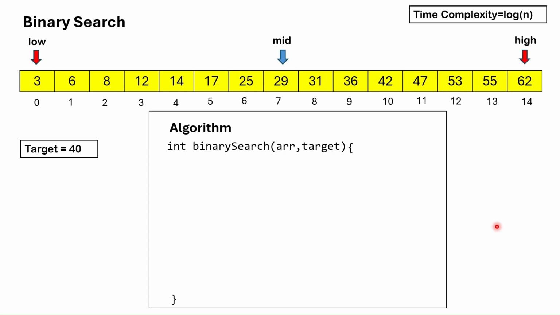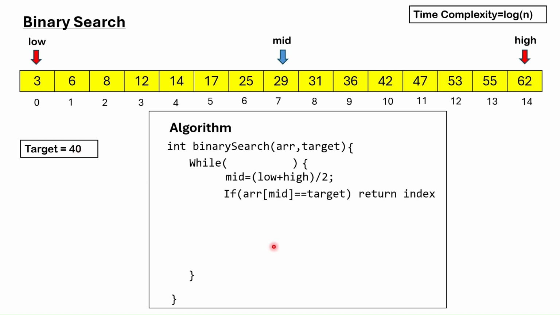Let us now look at the algorithm of binary search. What we keep doing in binary search is we keep finding mid. So we will use a while loop. How do we find mid? We find mid using (low plus high) by 2. So after finding mid, what do we do? We check whether my middle element is equal to the target. If my middle element is equal to target, we will return the index.